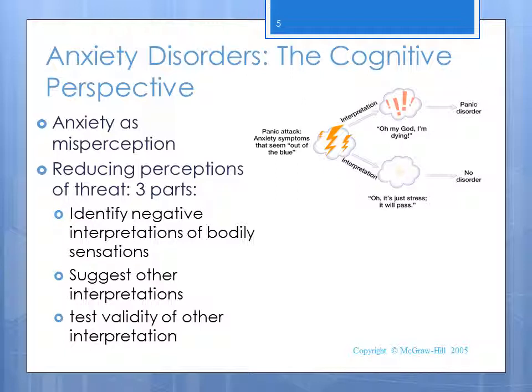So to reduce this misperception, you focus on three parts. First, focusing on changing these interpretations of bodily sensations, focusing on changing how you interpret what's going on internally, suggesting other interpretations such as, okay, this is just stress, it's normal, it's going to pass, and then testing the validity of other interpretations. So help the patient basically test this validity that something else could be going on.